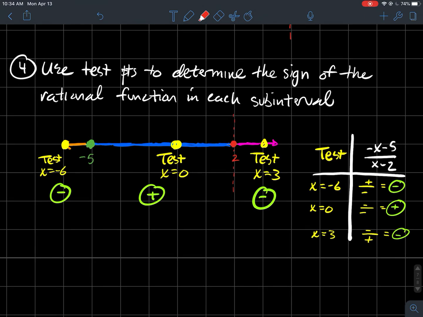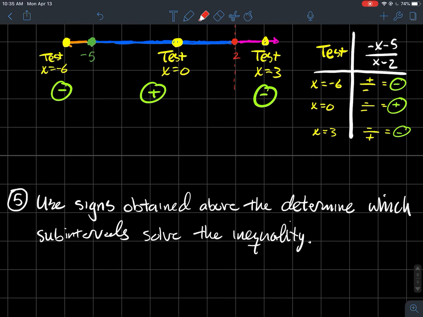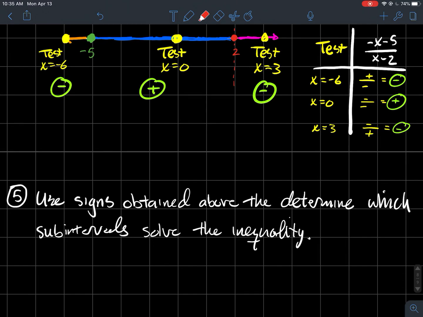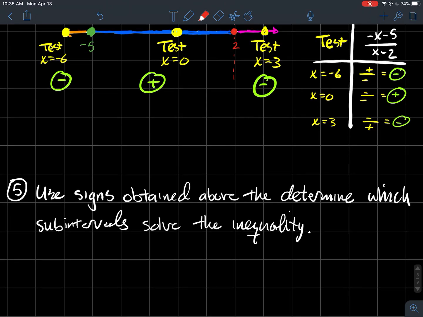So just to remind you, this orange interval has a minus sign, there's a plus sign assigned to this blue interval, and a minus sign assigned to this pink interval. Now which ones of these do I want? We'll use those signs to figure out which of those subintervals, the orange, the blue, or the pink, or some combination of them, actually solve the inequality that you have.